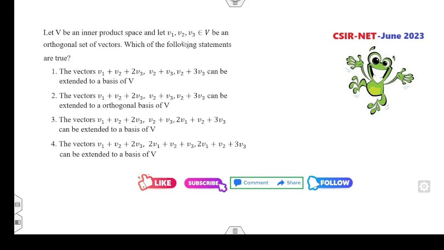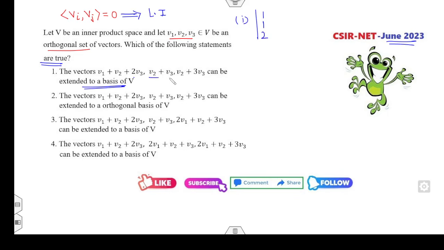Let V is the inner product space, Vi's are the orthogonal set, that means Vi Vj is my 0. Then which of the following statements are my true? This is a recent 2023. The vectors are extended to the basis, so they are orthogonal. Orthogonal means Li. चलिए पहले मैट्रिक्स बना के देख लेते हैं whether they are Li or not.